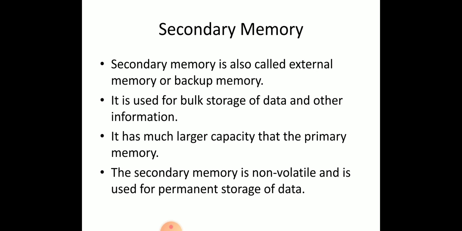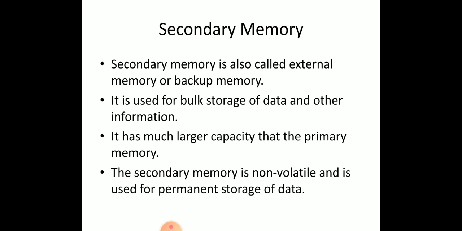Now we will see about secondary memory. Secondary memory is also called external memory or backup memory. Primary memory is the internal memory and secondary memory is the external memory. It is used for bulk storage of data and other information. Okay, you can store a large number of data or information in the external memory. It has much larger capacity than the primary memory.